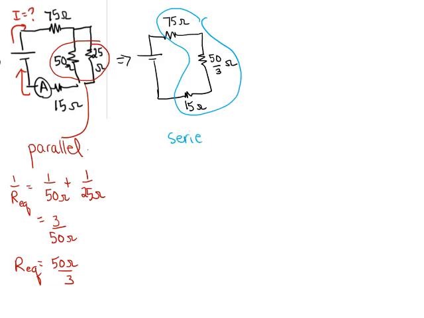And to find the equivalent resistance when you have a set of resistors in series, you just straight up add them. So 75 ohms plus 50 over 3 ohms plus 15 ohms. Let's go for numbers this time, 106.7 ohms. Let's draw our last equivalent circuit where we've got our battery that has a potential of 100 volts.